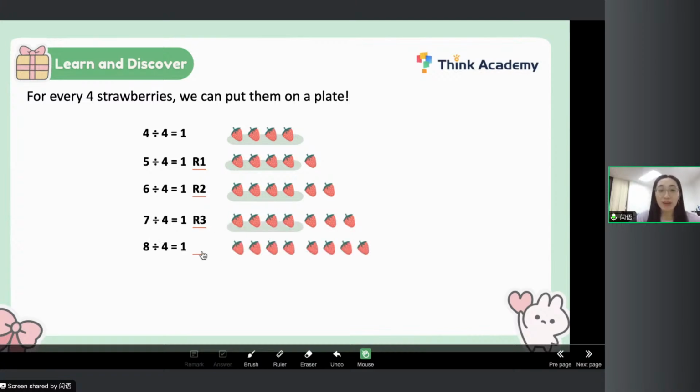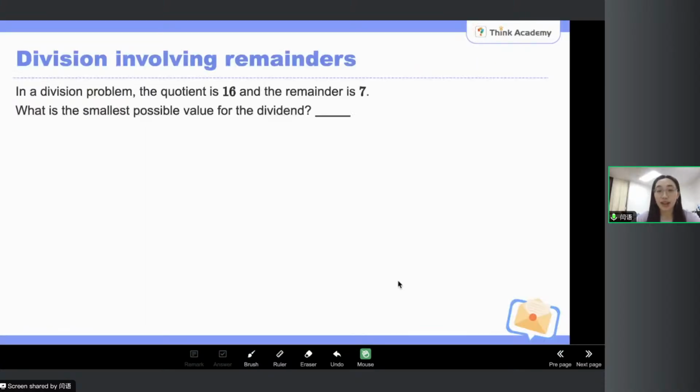Then what about 8 divided by 4? Can we just write it as 1 remainder 4? Am I correct? Yes or no? Can we say that 8 divided by 4 is 1 remainder 4? Cannot. Why? What is 8 divided by 4? Okay, good. 8 divided by 4 is 2, okay? From this example, I'd like to stress the relationship between the remainder and divisor. You can see that the remainder must be smaller than the divisor, okay?